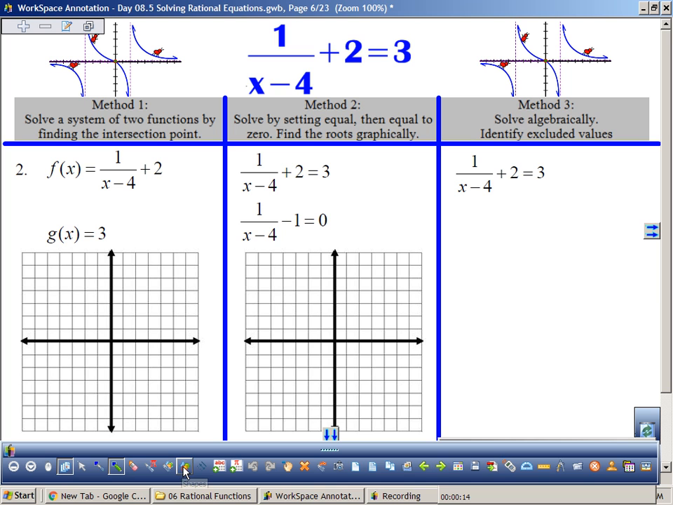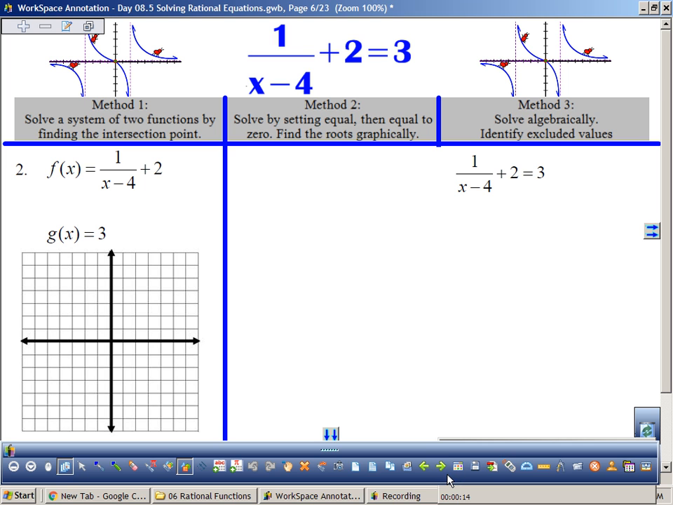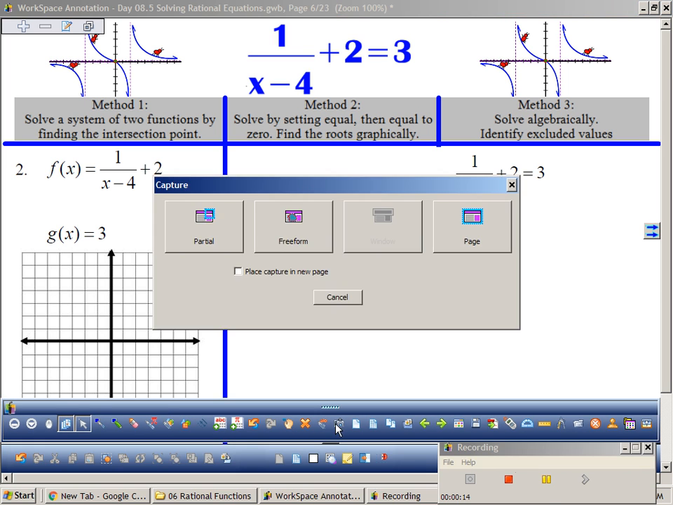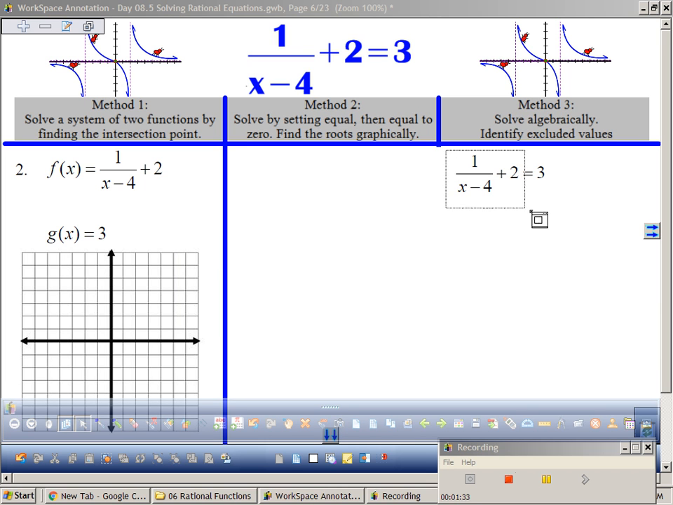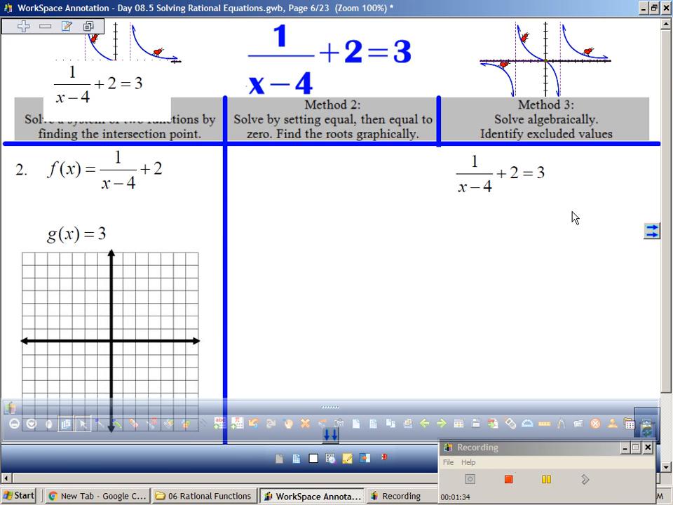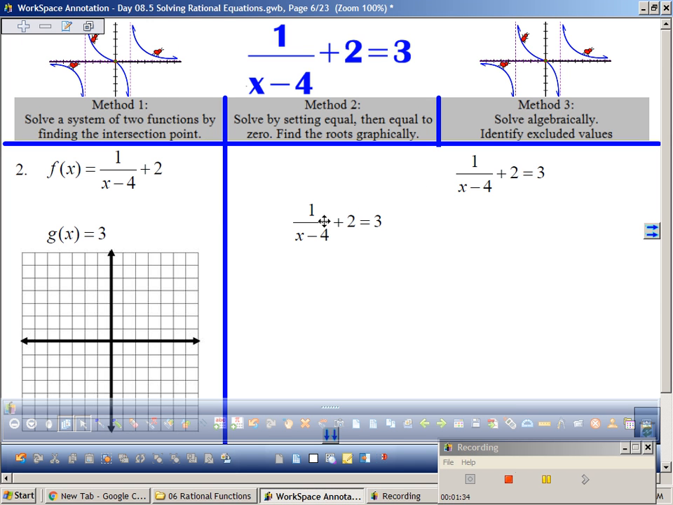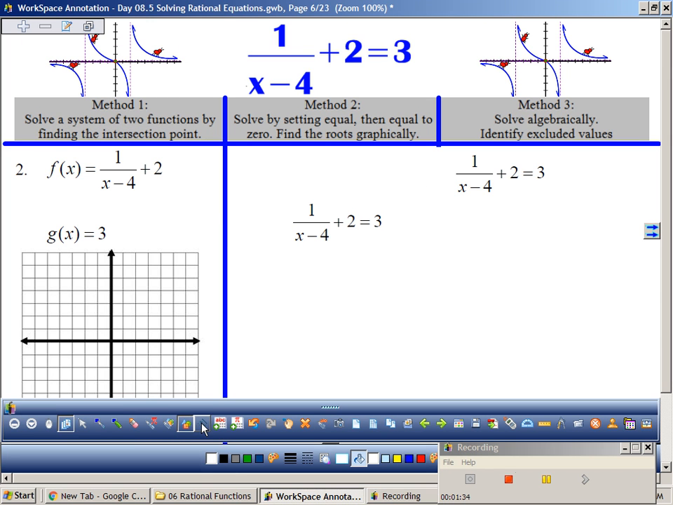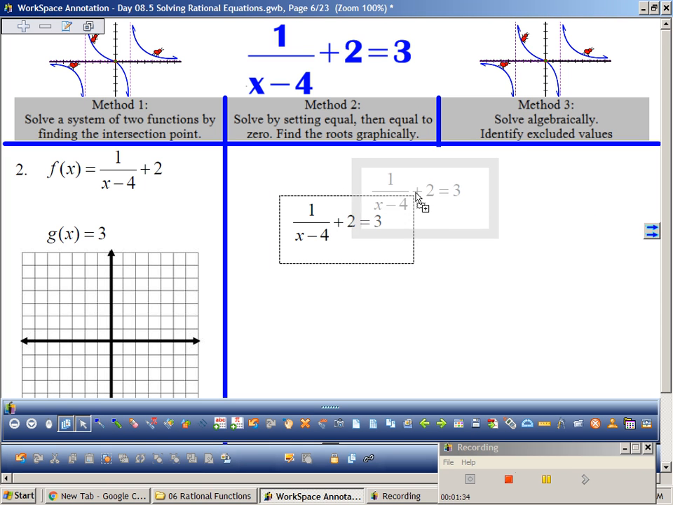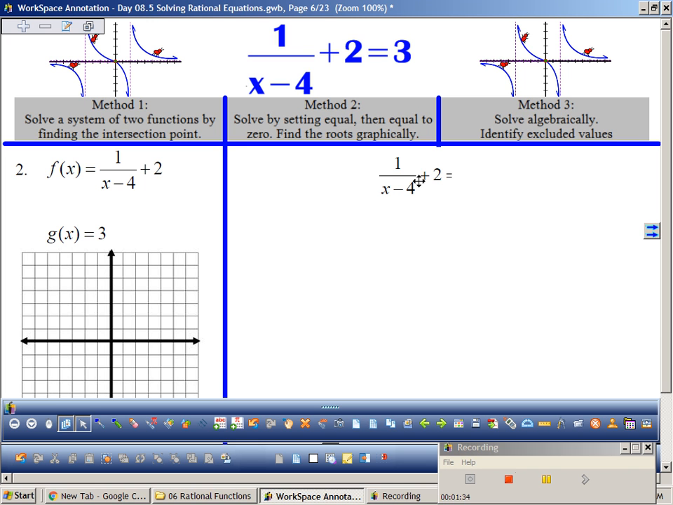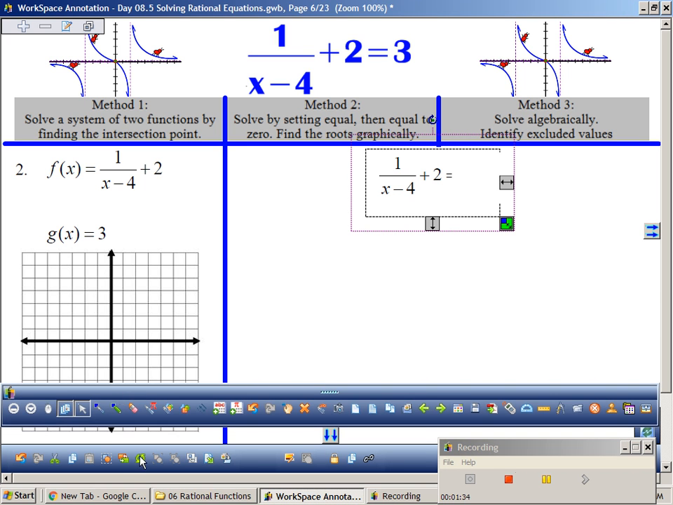But I'm going to start here. Yeah, I'm going to start here. Let's take a picture of this. All right, I just need a little bit more space. All right, so I'm going to solve for this one.